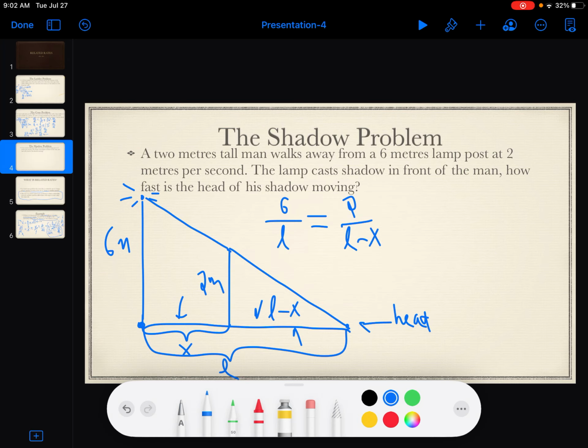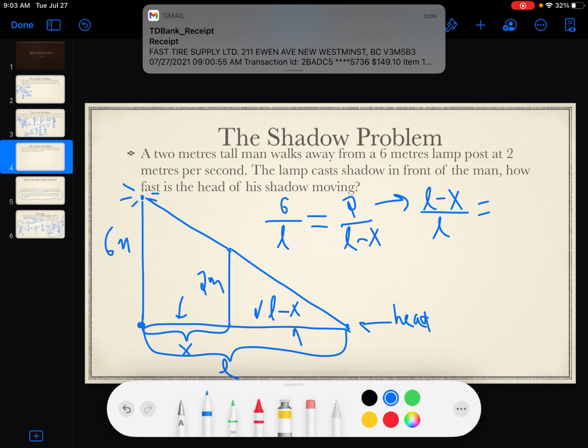Now I got an equation with L and X. I don't see something obvious right away. But I can rearrange this, right? I can multiply sides, I can rearrange this. So if I rearrange this, let's get all the variables to one side and all the numbers to the other.